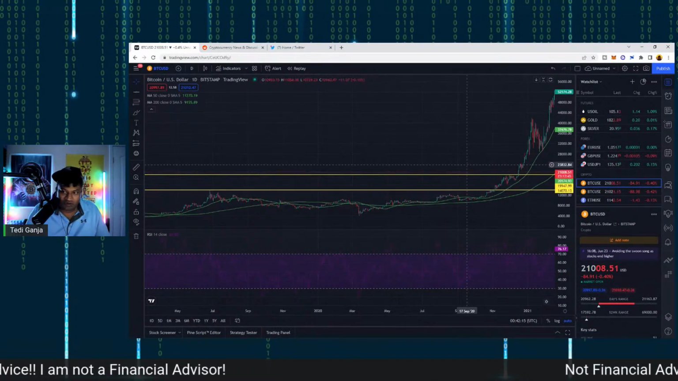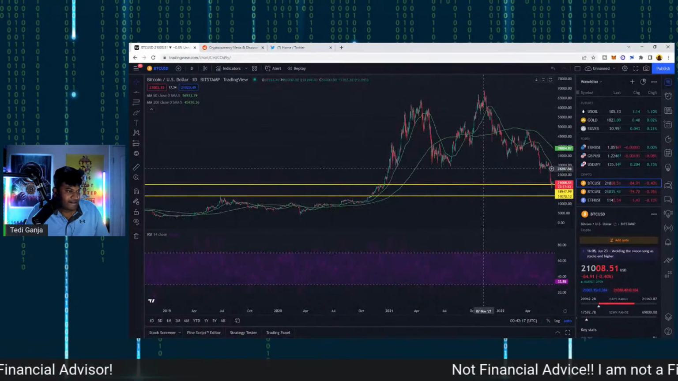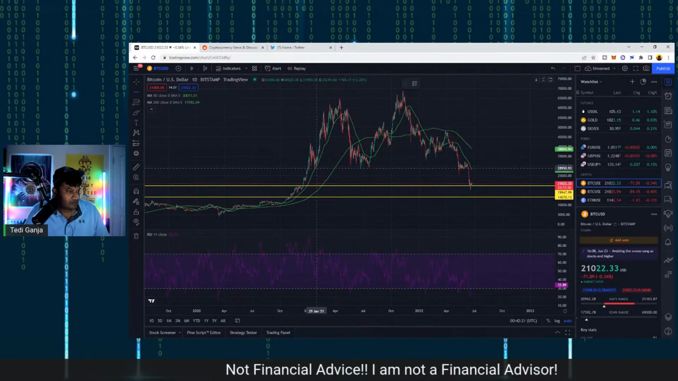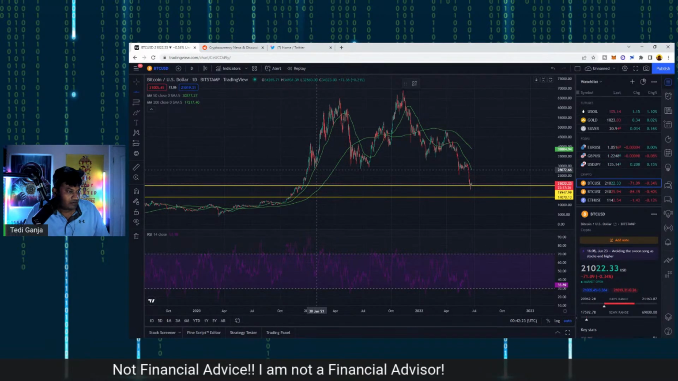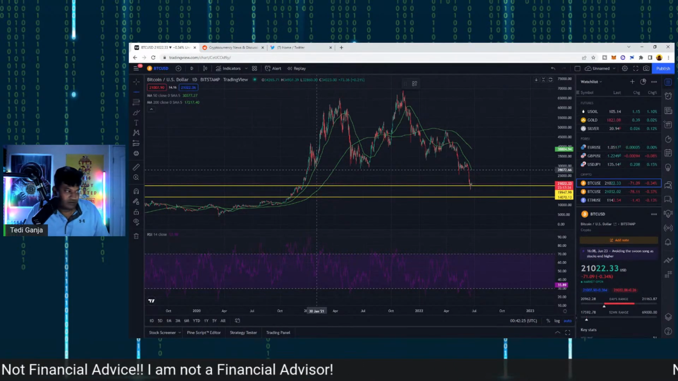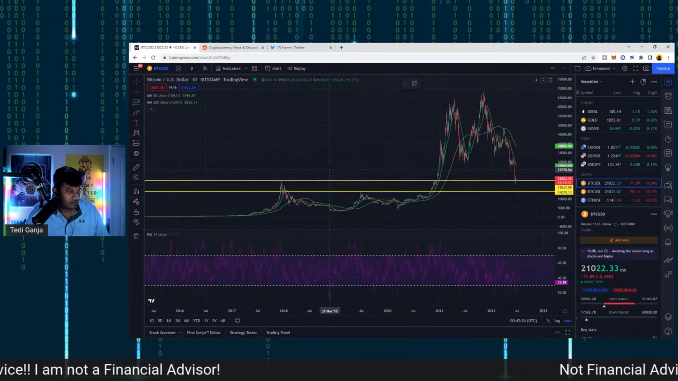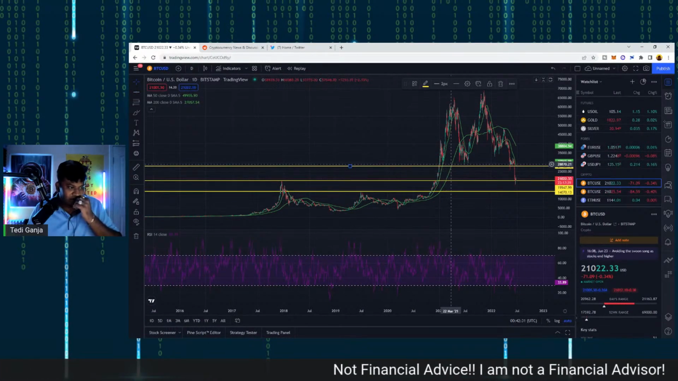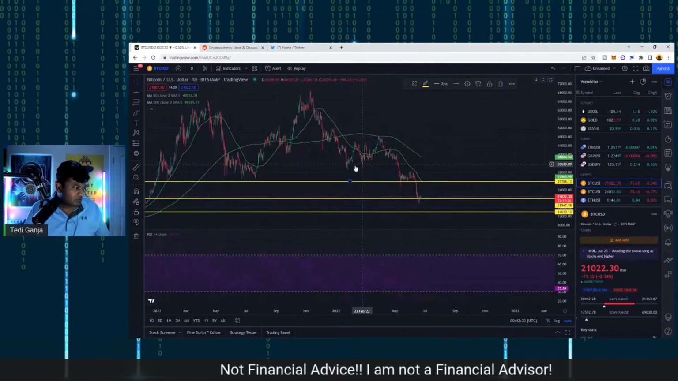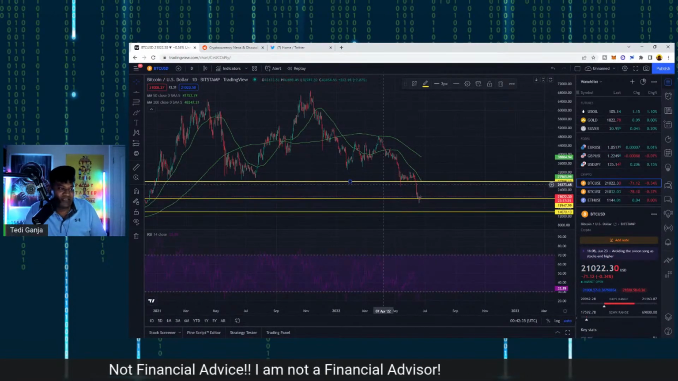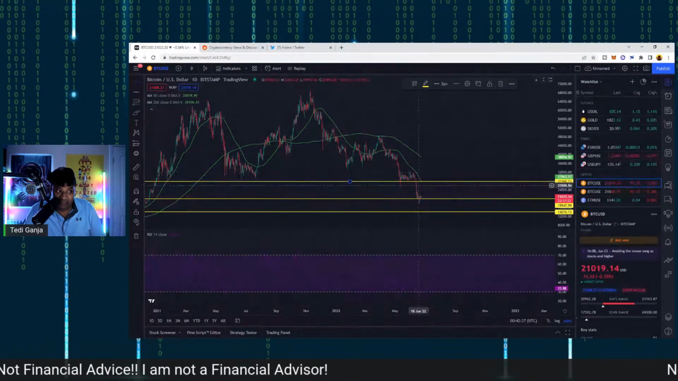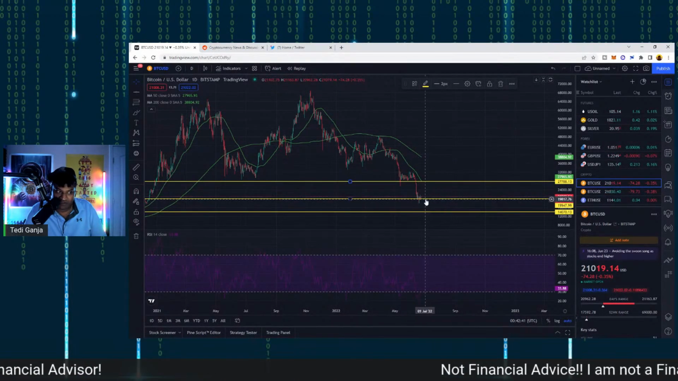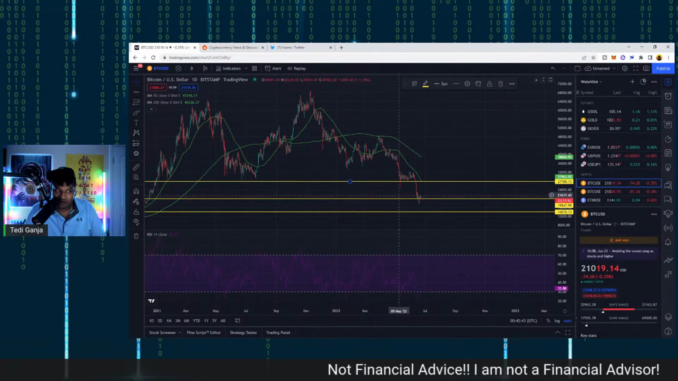Right. So we'll draw another level here, right about, I want to say right there. So here, and this is important too, because this is a major support level, and this is when it broke that support level and went to the next support level here. We are literally here, guys.